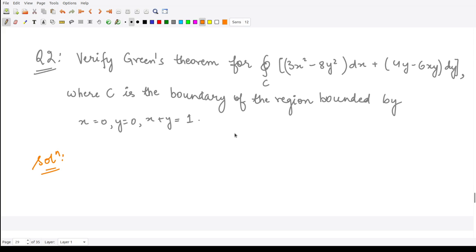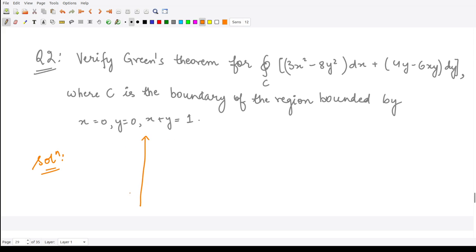Okay, so let us see the next question. It says to verify Green's theorem for the line integral of the function (3x² − 8y²) dx plus (4y − 6xy) dy, where the boundary is defined by this region. So our first step as always is to visualize this given region.